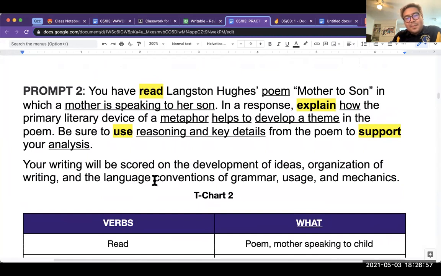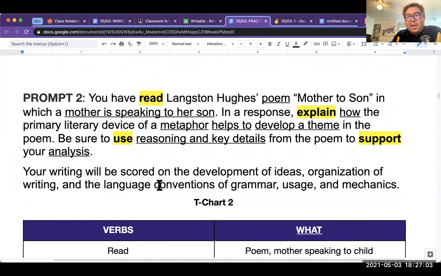So first of all, I'm going to ask myself, are there any words that say story, that I have to write a story, or continue a story, or retell a story, or pretend that I'm someone else? If the answer is no to all those questions, then I'm probably not going to be making something up, which means I'm probably not going to be writing a narrative. So that leaves informational and argumentative.